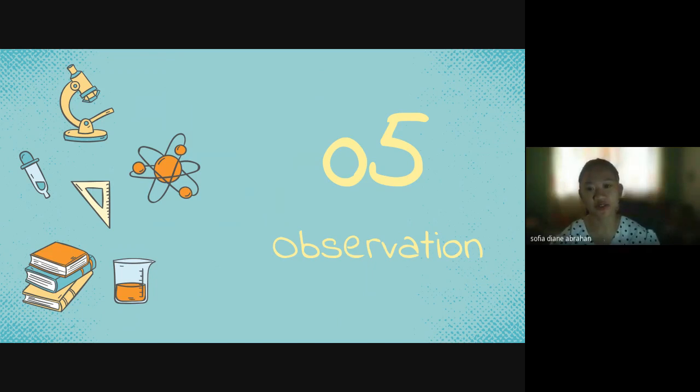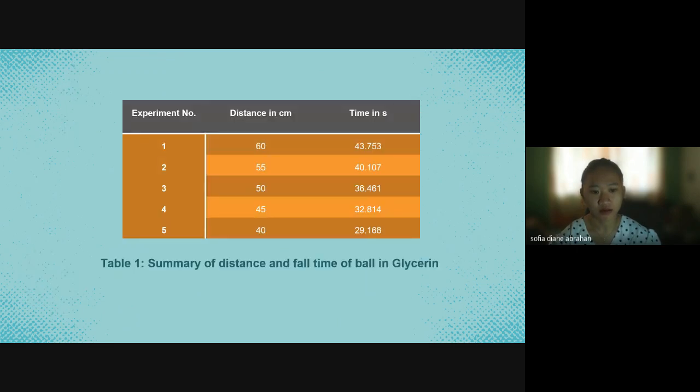This section includes the experiment's obtained values represented by tables. The above table shows the distance and fall time of the ball in glycerine during each trial in a specific time. For trial or experiment number 1, the ball dropped at a distance of 60 cm within 43.753 seconds, whereas for trial number 2, the corresponding distance and time consumed are 55 cm and 40.107 seconds respectively.